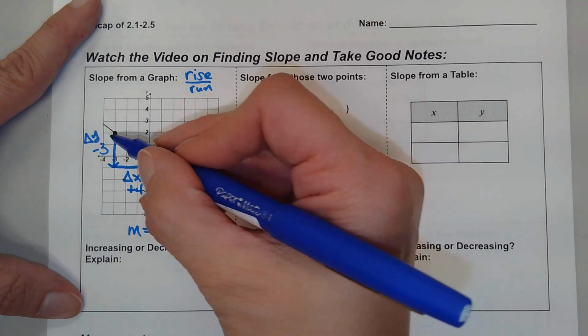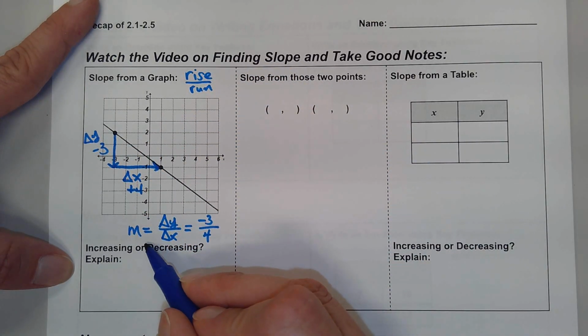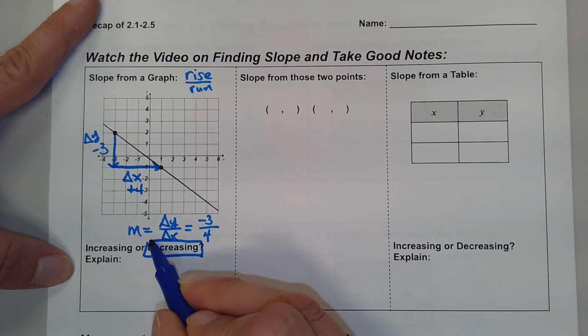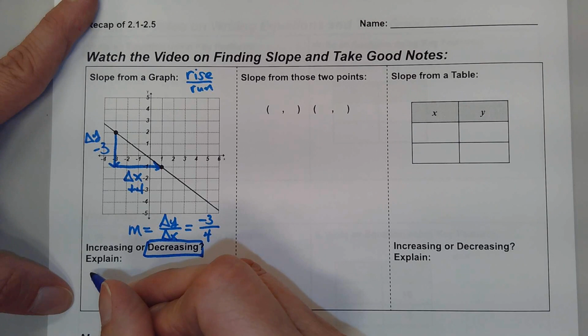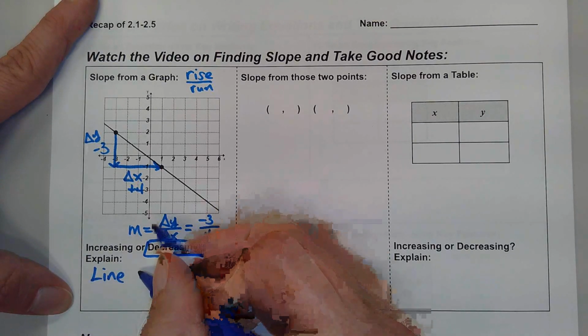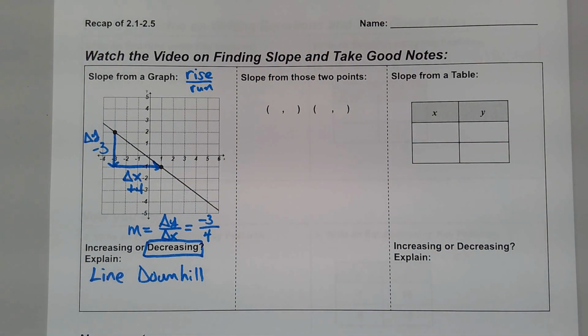Okay. Is this line increasing or decreasing? Well, it's decreasing, and I can say a number of reasons here, but I'm looking at this line and it's going downhill. So I'm going to say that the line is going downhill, and that's why it's decreasing.